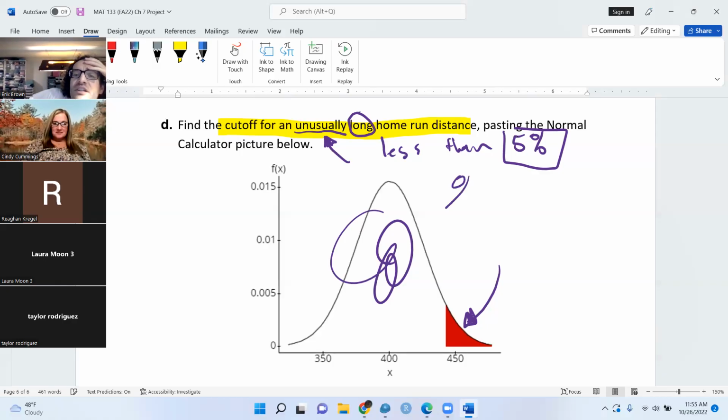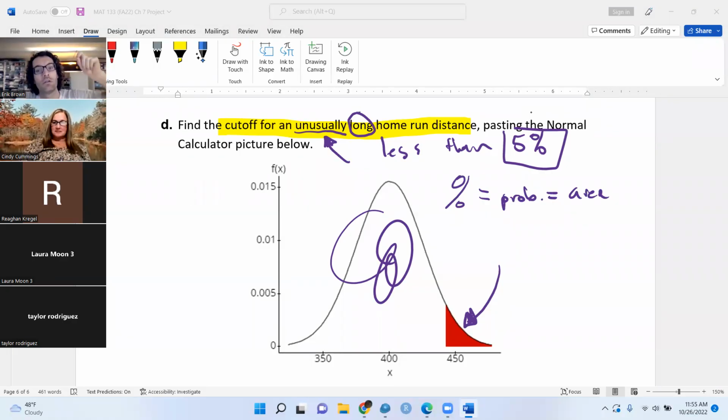I'll start writing a string of symbols and you all get excited about it. Let's see, percent is equal to probability is equal to area. Yeah, which is also proportion, which percent is a proportion. So this word told us 5%. Now we have to think carefully here. Should it be 5%? Or should it be 2.5%? What do y'all think?